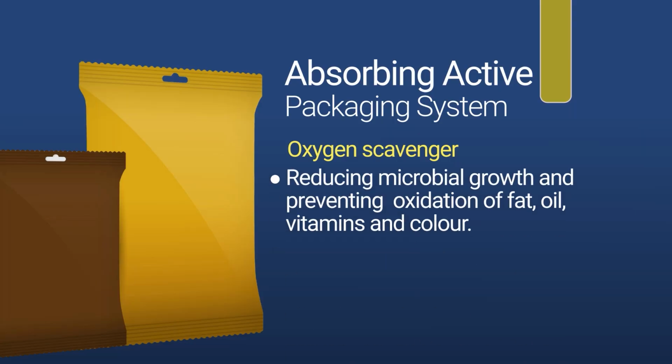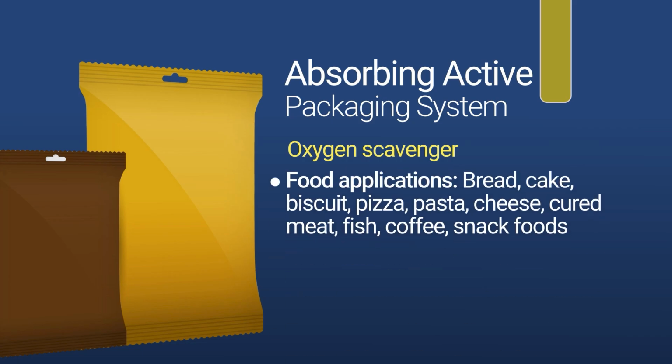We know if we want to remove the oxygen from the package, we can use oxygen absorbing or scavenging chemicals or products like iron based products, ascorbic acid or metallic salts or enzyme based products in the form of sachets, labels, films, corks, etc. This will reduce the microbial growth and prevent the oxidation of fat, oil, vitamins and color. This packaging can be used for bread, cake, biscuit, cheese, cured meat, fish, coffee, etc.